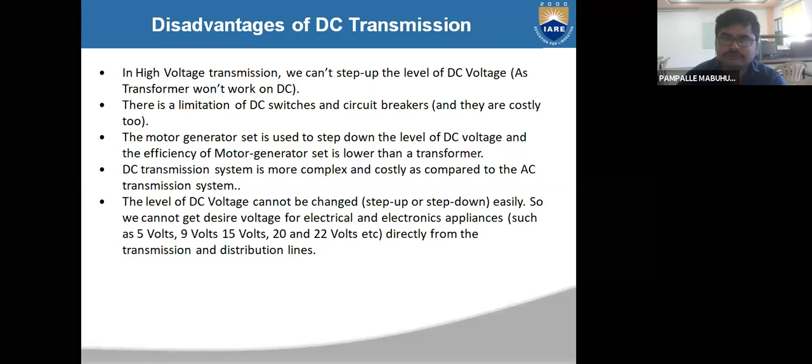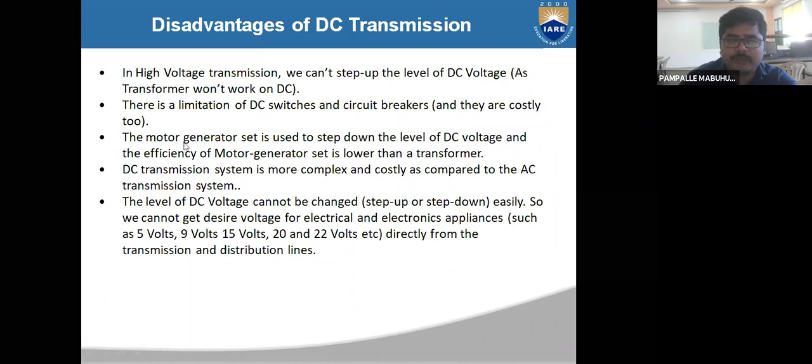Okay, so there is a limitation of DC switches and circuit breakers, and they are also very costly. The DC switches and circuit breakers used for the DC transmission systems have some limitations and drawbacks. Also, the cost of the circuit breakers and switches for the DC transmission system will be very high when compared to the AC system. Now, as I said in the first point, we cannot step up the DC voltage by using a transformer. So how can you step up the voltage?